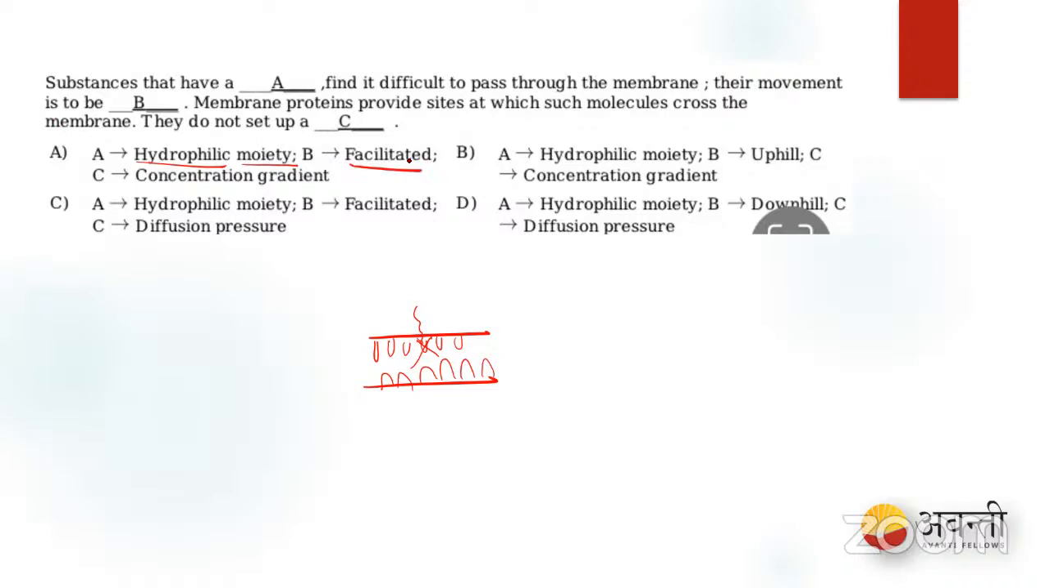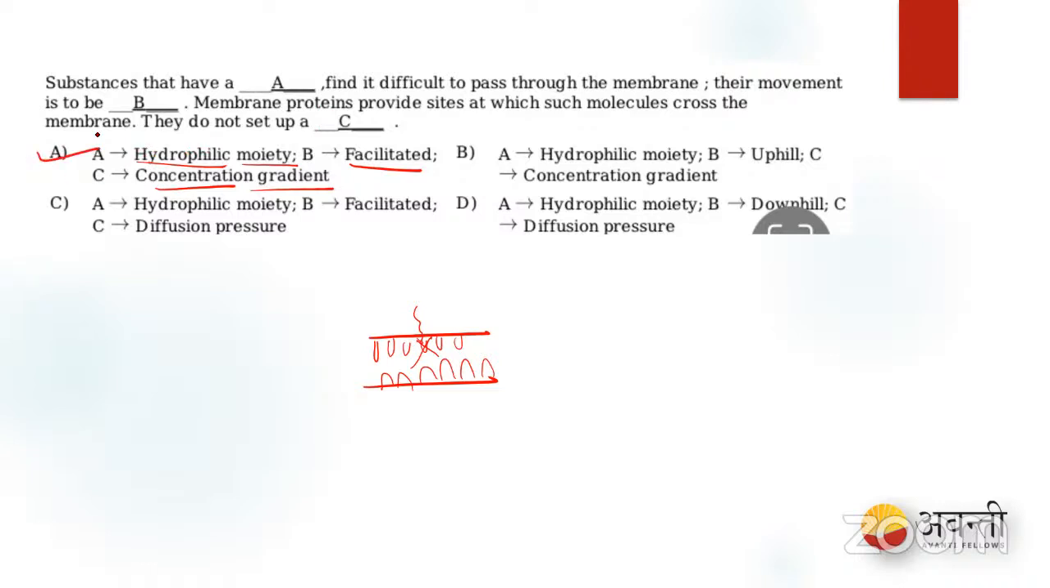We have several factors like transport proteins, transmembrane proteins or protein channels, which facilitate this. These membrane proteins provide sites at which such molecules cross the membrane, and they do not set up a concentration gradient. Do they set up a concentration gradient? No, correct. So our option is A.